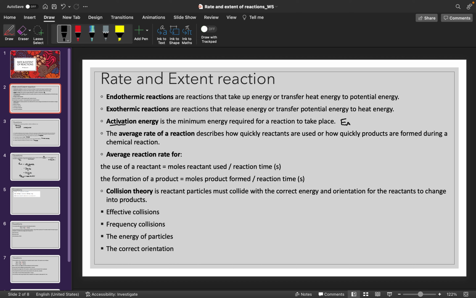And there are four properties of the collision theory. The first one is the effective collision. The second one is the frequency of collisions, and then the energy of the particles, and the correct orientation. So this is the summary of what the rate and extent of reaction is about. So we're going to discuss a few questions today, or a few examples.